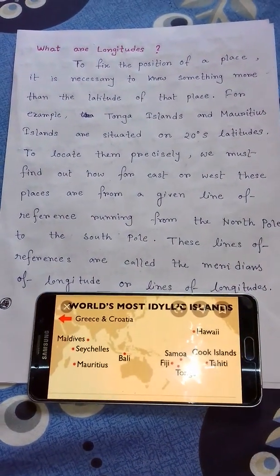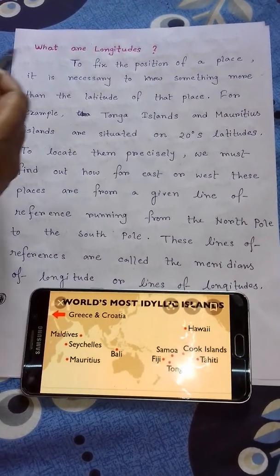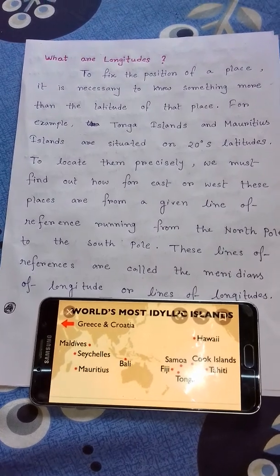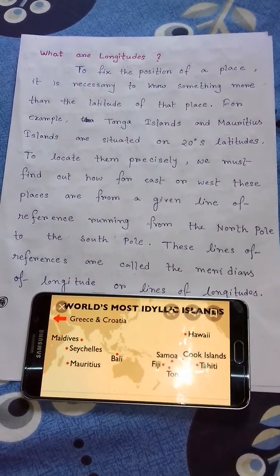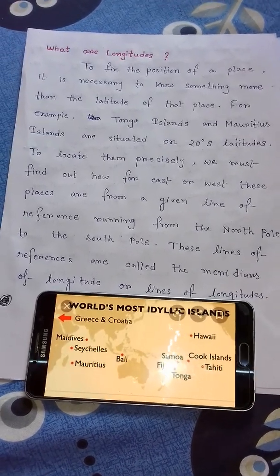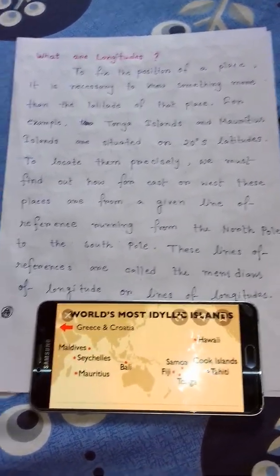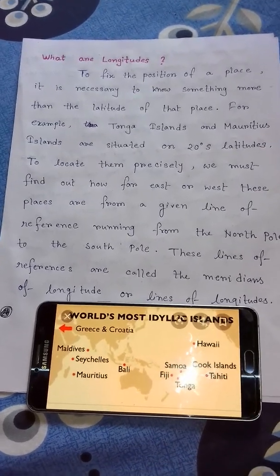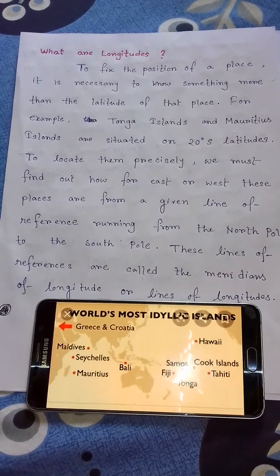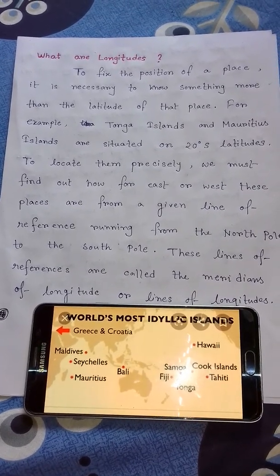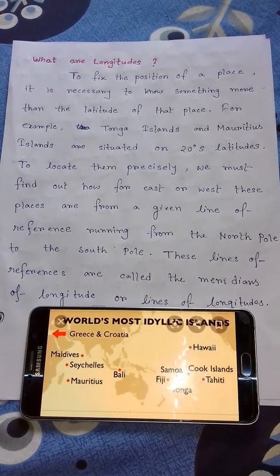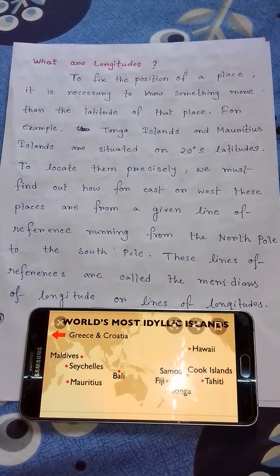Now move to our next topic, that is, what are longitudes. Now students, listen very carefully. After latitudes, why do we need longitudes? If we want to know the exact position of any place on the earth, then knowledge of latitude alone is not enough. It is necessary to know something more than the latitude of that place.